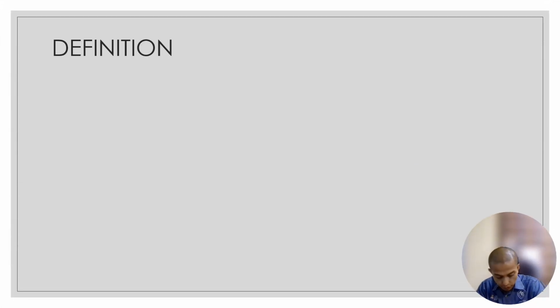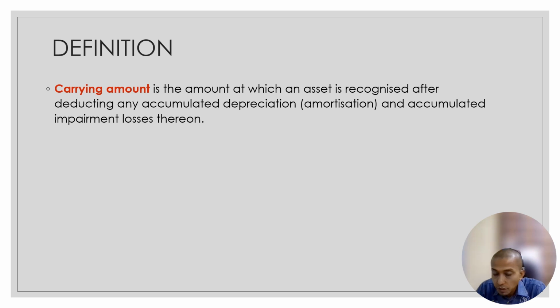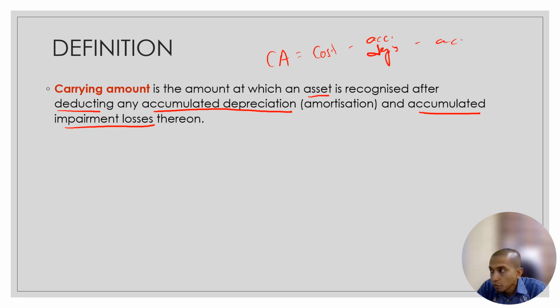All right, so these are the definitions. A certain definition you need to know, for example, carrying amount. What is carrying amount? It is the amount at which an asset is recognized after deducting accumulated depreciation and accumulated impairment loss. In other words, carrying amount is equal to cost less accumulated depreciation less accumulated impairment loss.